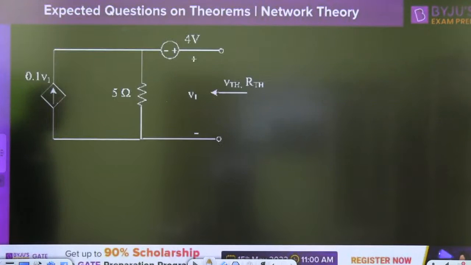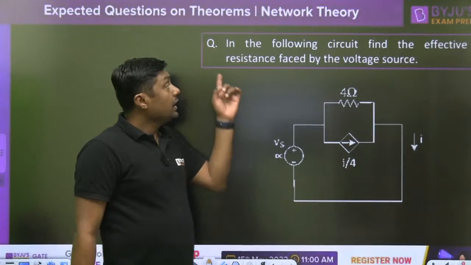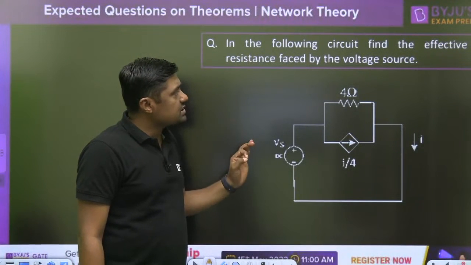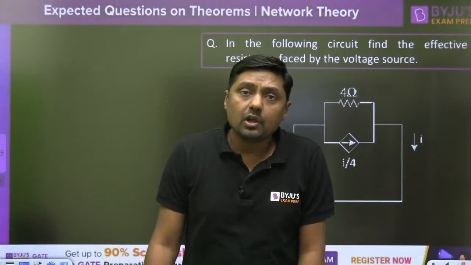First of all, try to solve this question, then we will solve it. Yes, this is the question. In the following circuit, find the effective resistance faced by the voltage source. It is a very tricky question.